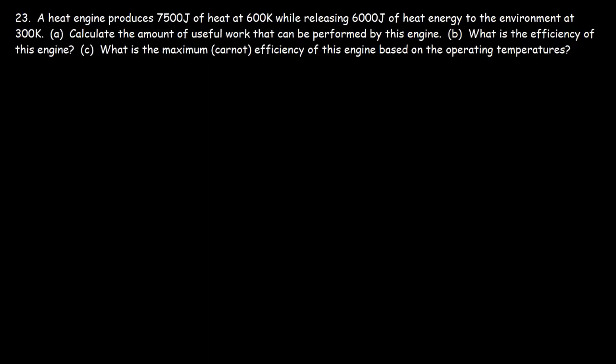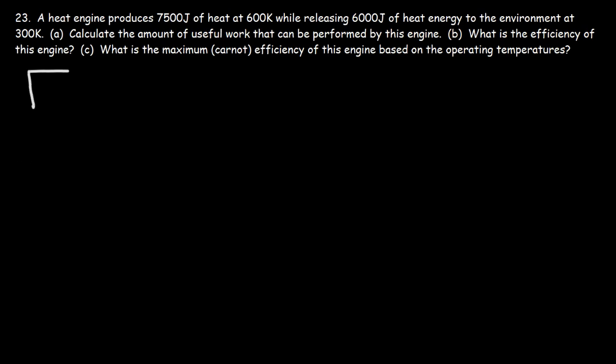Number 23. A heat engine produces 7,500 joules of heat at 600 Kelvin while releasing 6,000 joules of heat energy to the environment at 300 Kelvin. Calculate the amount of useful work that can be performed by this engine.